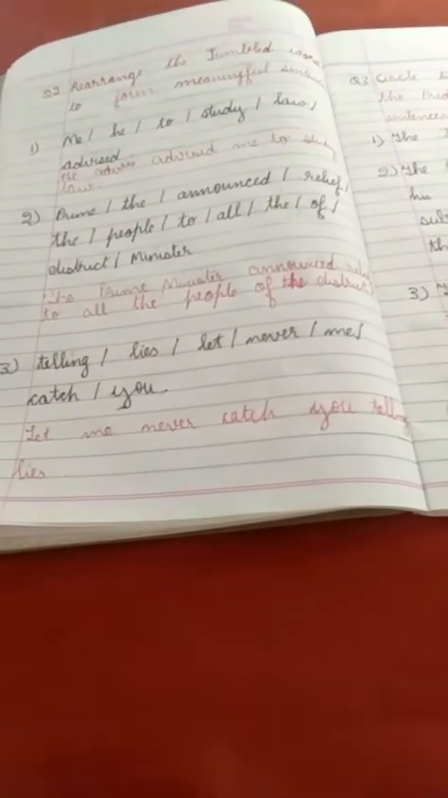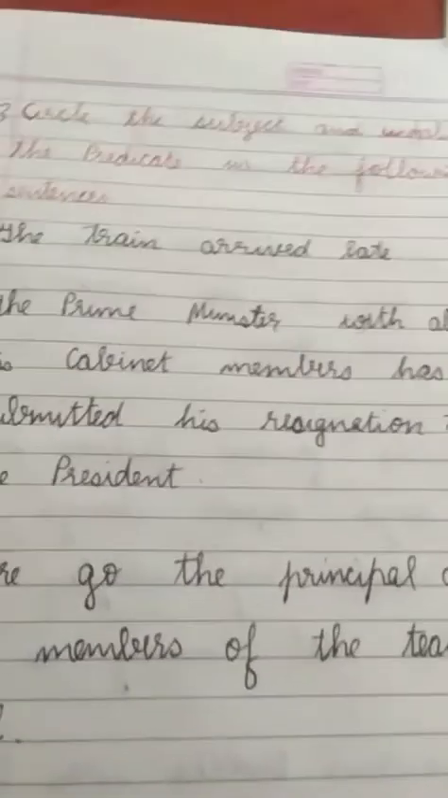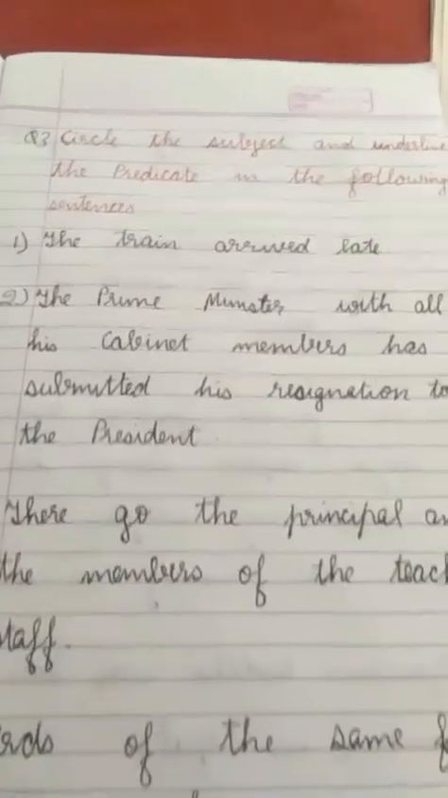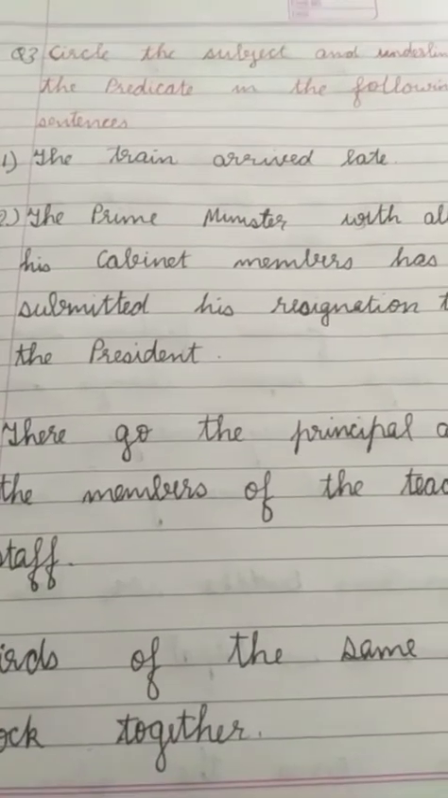Third: telling, lies, let, never, me, catch, you. So the answer was, let me never catch you telling lies. Now, third exercise: circle the subject and underline the predicate in the following sentences.